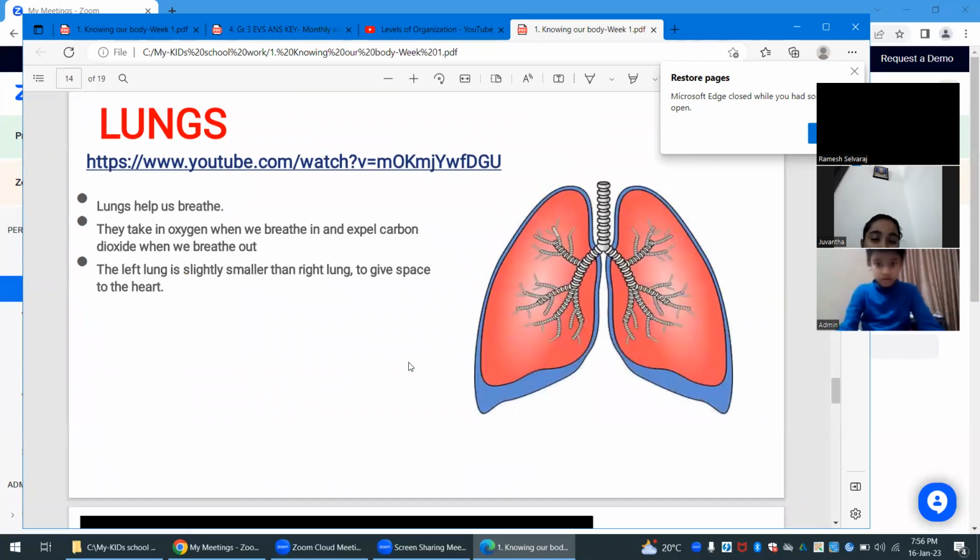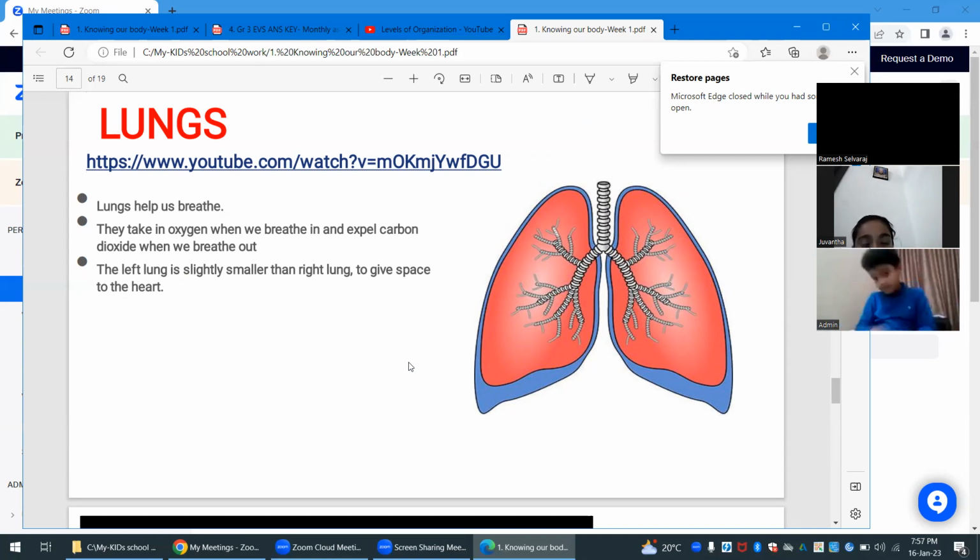Lungs. You know lungs, right? Lungs help us breathe. If you don't breathe, what would happen? If we don't breathe, we will not get oxygen. Then what would happen if we don't get oxygen? We will die. The oxygen will not reach each and every cell, then the cell cannot survive. If the cell is not able to survive, then it will die. That's why lungs help us breathe. So we need to keep our lungs properly, like we need to take care of them.